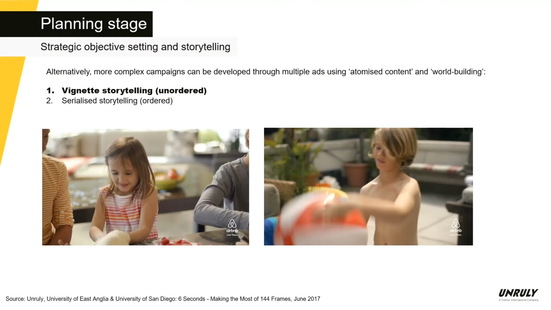Finally, you can use multiple short-form videos to build up a story. This story can be serialized, in which case it's important to make sure you target people who've already seen the previous installments. Alternatively, you can build up a picture by showing moments in no particular order, which is called vignette storytelling. And we have an example of that here from Airbnb.